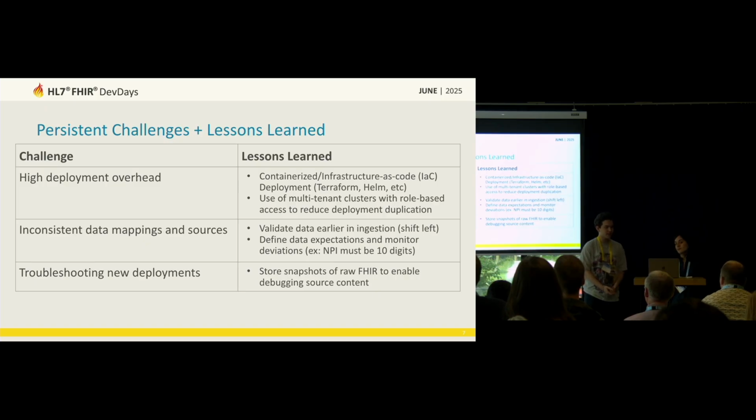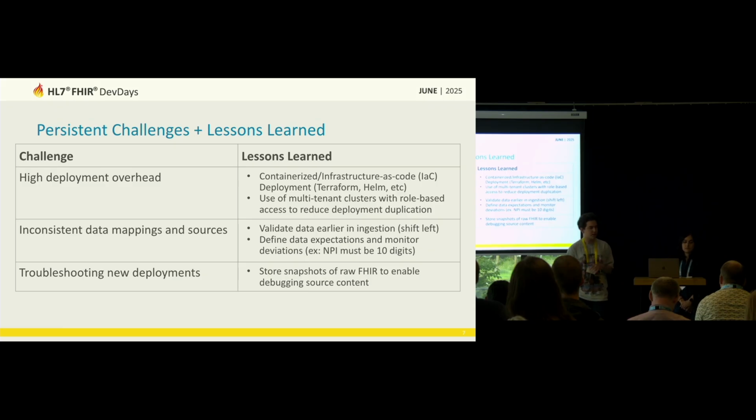The other challenges that we ran into were largely in the earlier part of the pipeline, even before we got to FHIR. So, just inconsistency in the data coming from inconsistent data mappings and sources. So we've tried to do more to validate the data earlier in the ingestion and shift left with a lot of that validation. Not only doing that at the FHIR validation stage, but also doing some schema validation and enforcing more about what we expect from some of these data types.